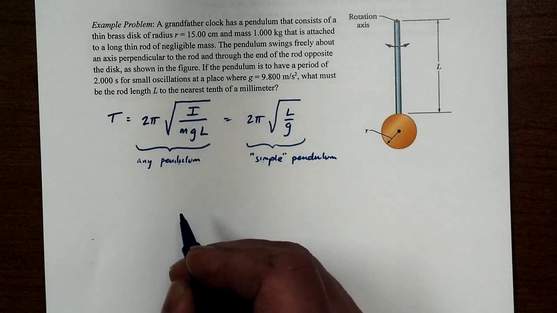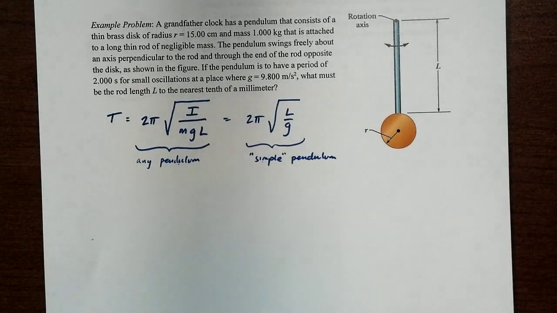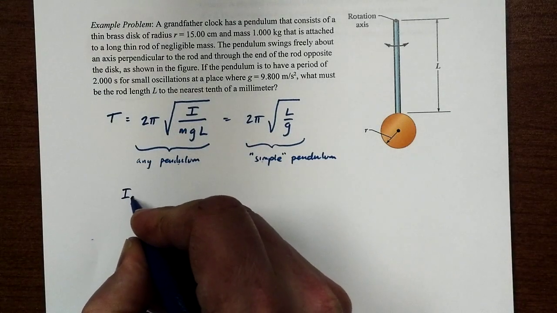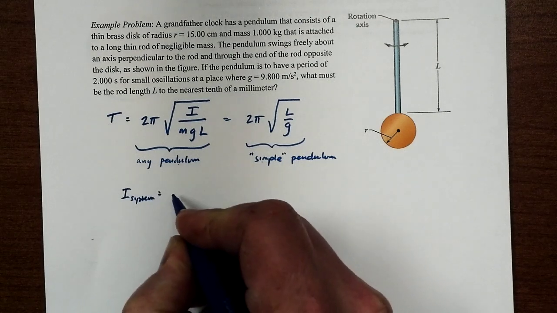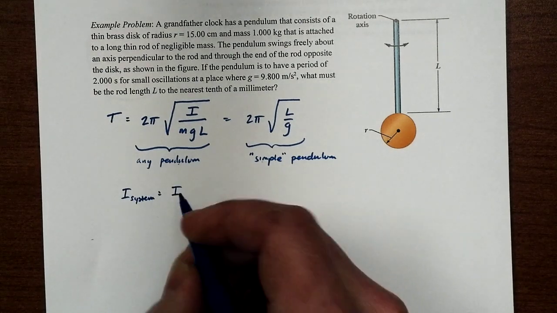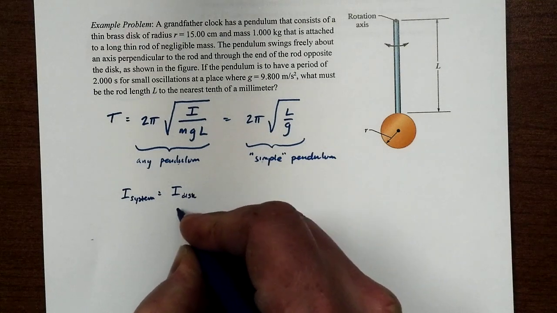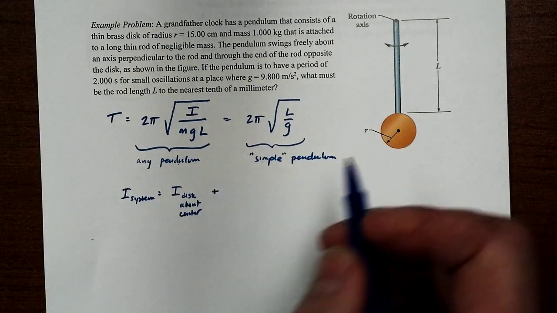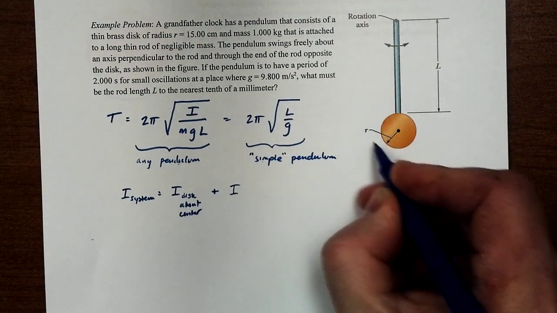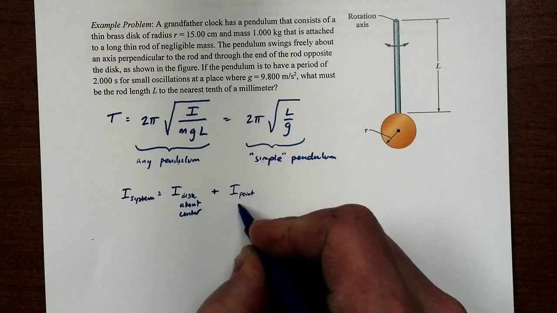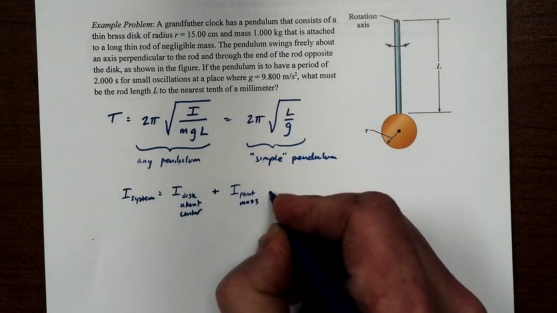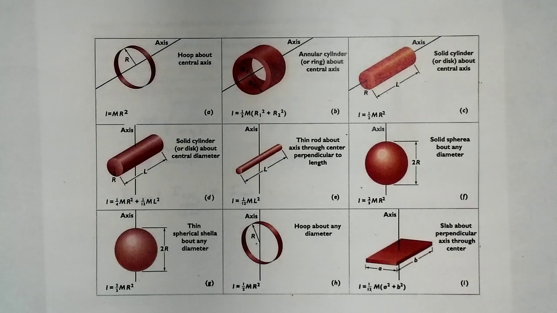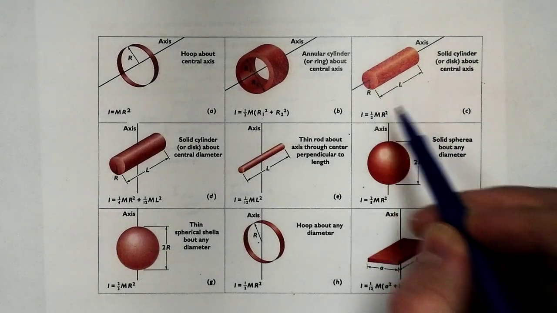All right, so how do we proceed? Well, we're going to need to know what the rotational inertia of this thing is, and the rotational inertia of this system is going to require us to use the parallel axis theorem. So it's going to be the rotational inertia of the disk about its own center plus the rotational inertia of treating this disk as a point mass. What does that mean? Well, disk about its center, we have our table of rotational inertias here, and a disk or cylinder about its own center is 1/2 mr squared.